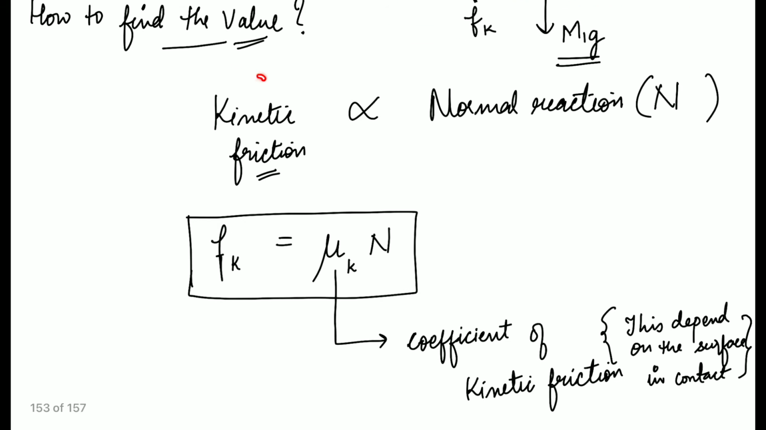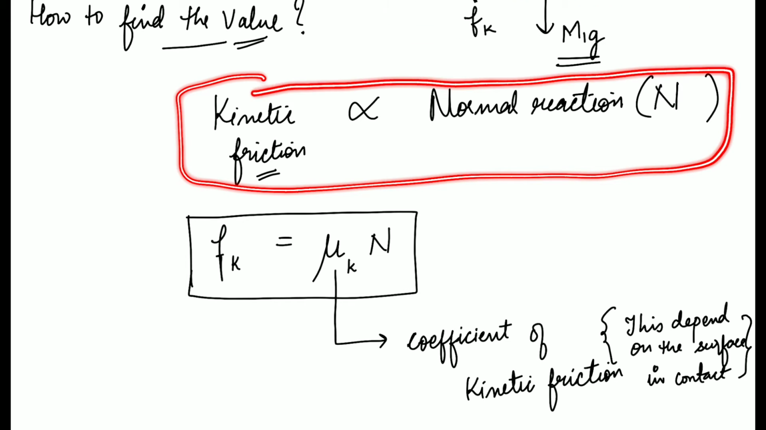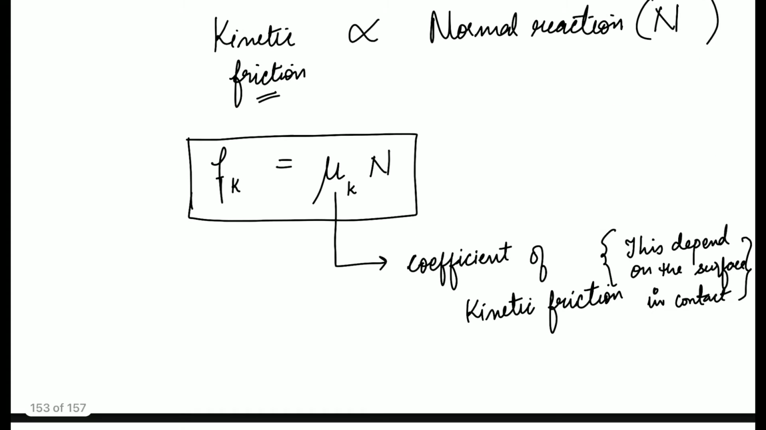So your kinetic friction is proportional to your normal reaction. This is an experimental result. And whenever you take out the proportionality sign, there is always a constant that comes. So your kinetic friction Fk will be given as a constant of proportionality mu k times your normal reaction. This mu k is known as the coefficient of kinetic friction. It is a constant which depends on the surface, so it is basically the property of the surface. I hope you guys can understand.